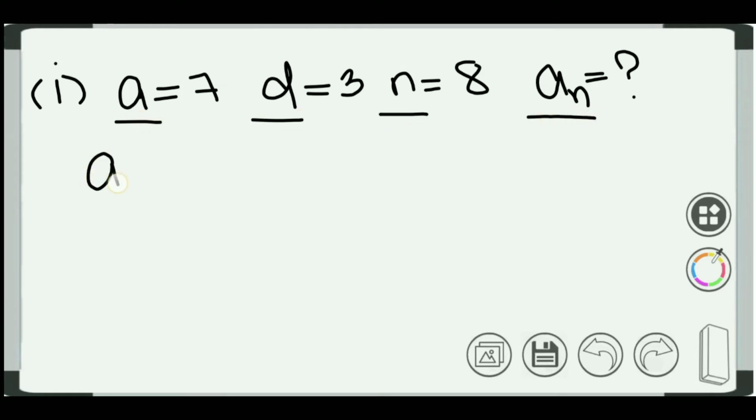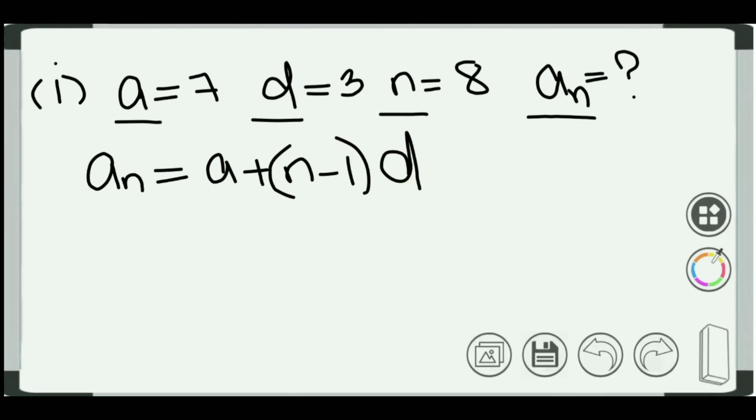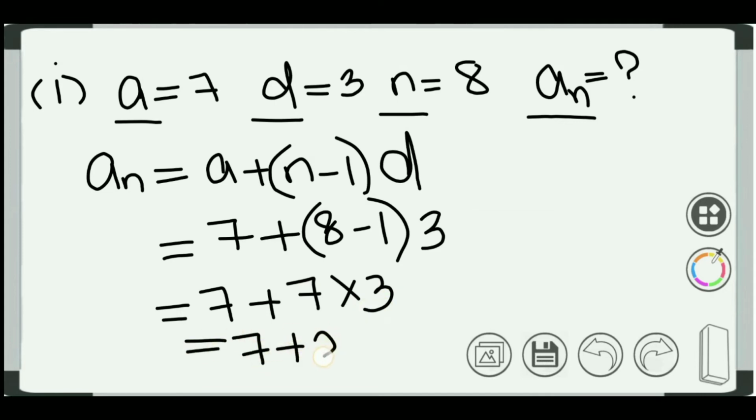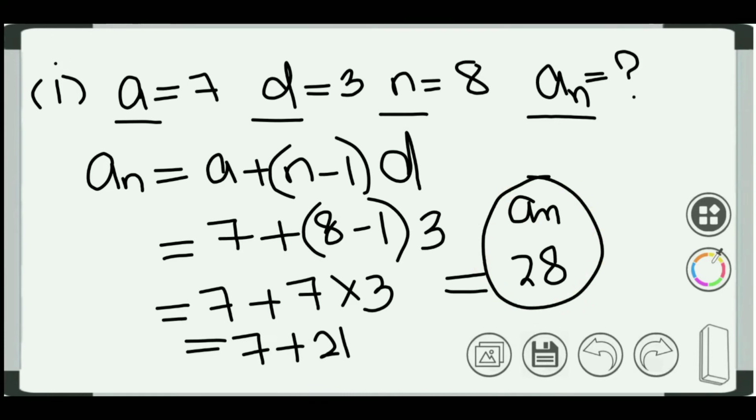So you can use the formula AN is equal to A plus N minus 1 into D. Put the values. An is equal to A is 7 plus N is 8, 8 minus 1 into D. D is what? 3. 7 plus 8 minus 1, 7, into 3. 7 plus 7 3s are 21. What is 7 plus 21? 28. So you got An is equal to 28.